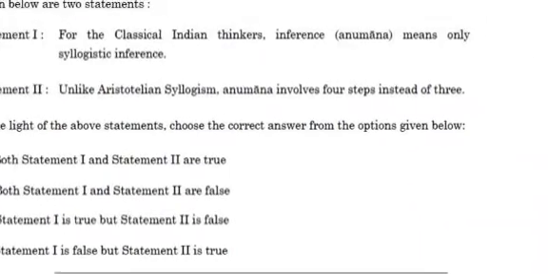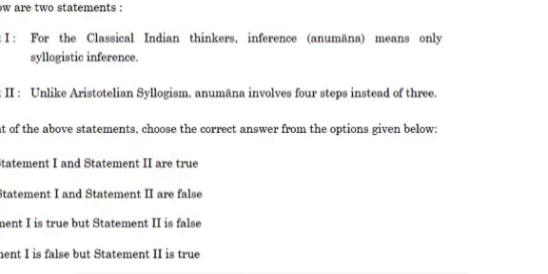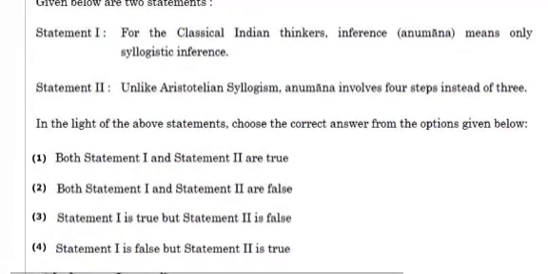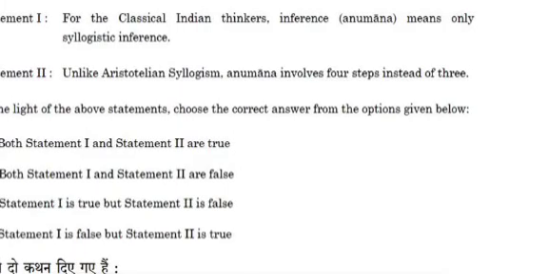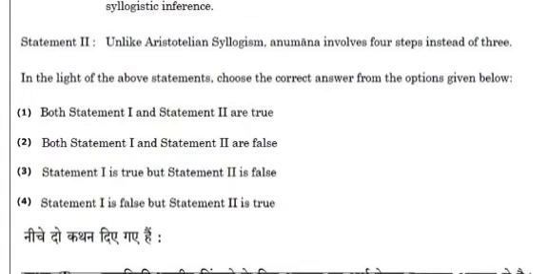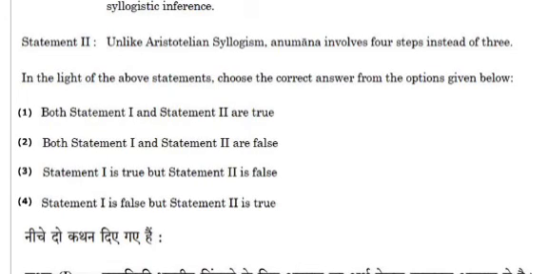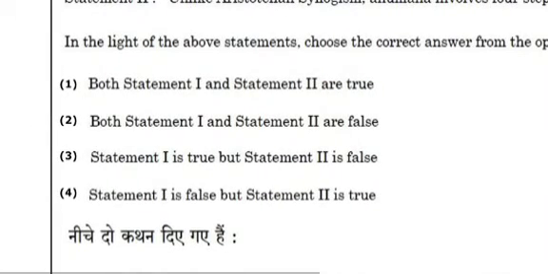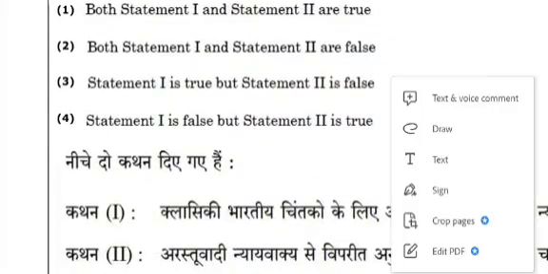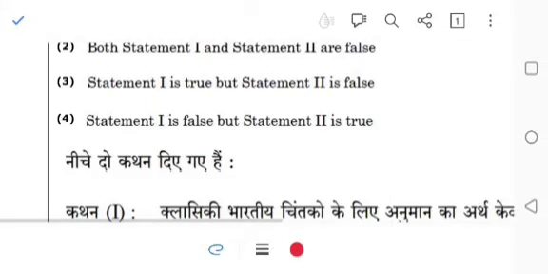29 says, given below are two statements. Statement 1 says, for the classical Indian thinkers, inference or anumana means only syllogistic inference. Statement 2 says, unlike Aristotelian syllogism, anumana involves 4 steps instead of 3. In the light of the above statements, we have to choose the correct answer from the options given below. Both statement 1 and 2 are true. Both statement 1 and 2 are false. Statement 1 is true, but statement 2 is false. Statement 1 is false, but statement 2 is true. The correct option for 29 will be C. That means statement 1 is true, but statement 2 is false.